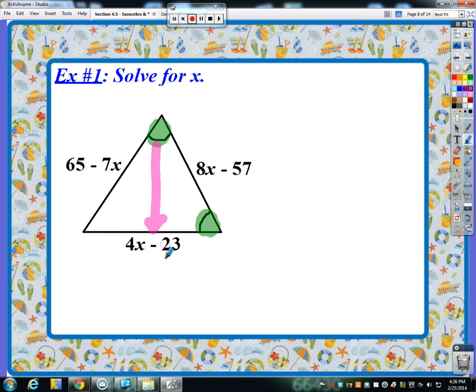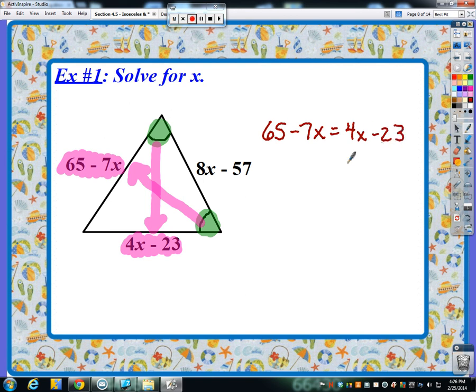We need to look at the sides opposite of those angles. So it's saying that this side, the 4x minus 23, and the 65 minus 7x side, must in fact be our congruent sides. So we will set them equal to each other. And let's solve for x.